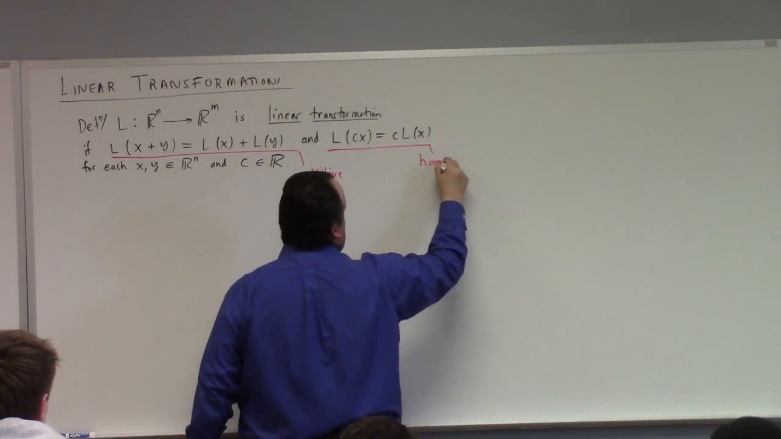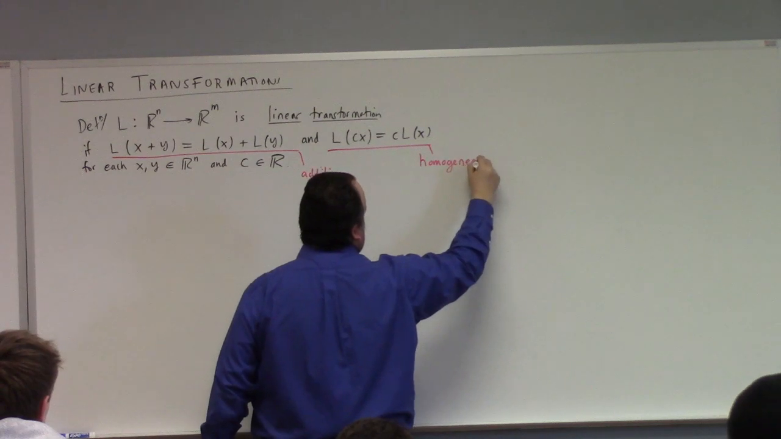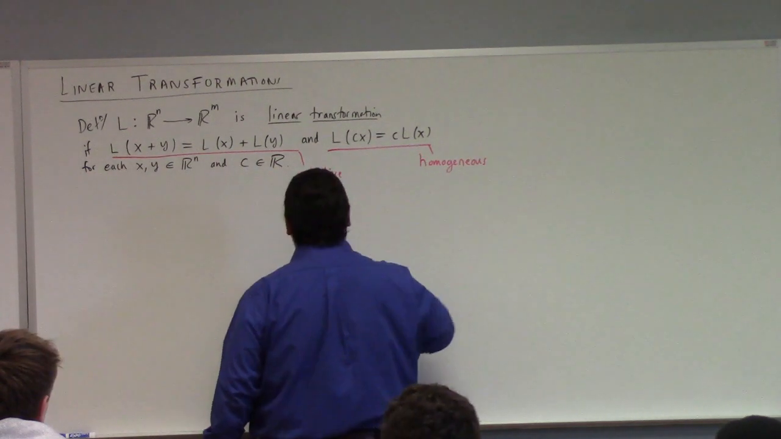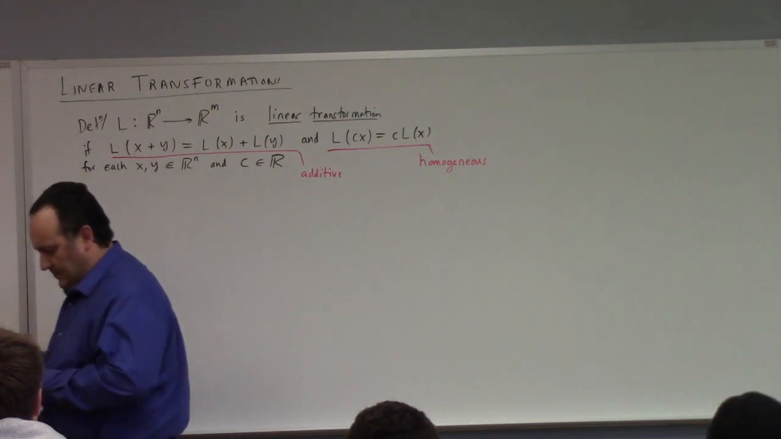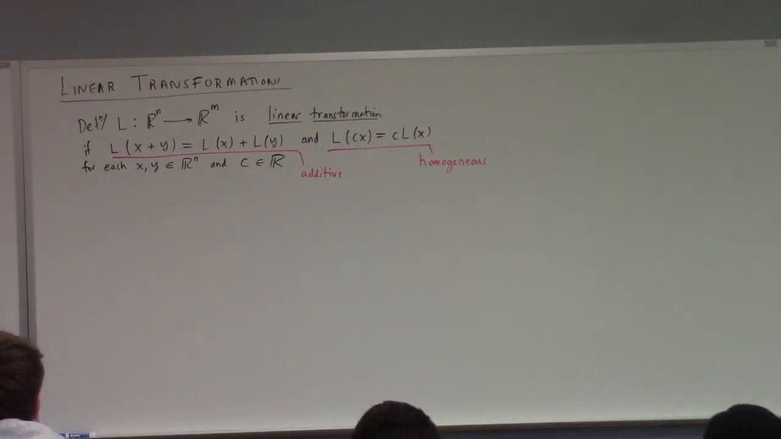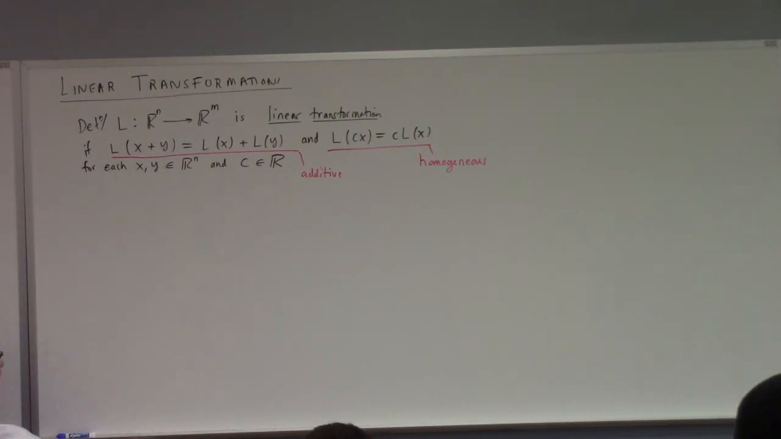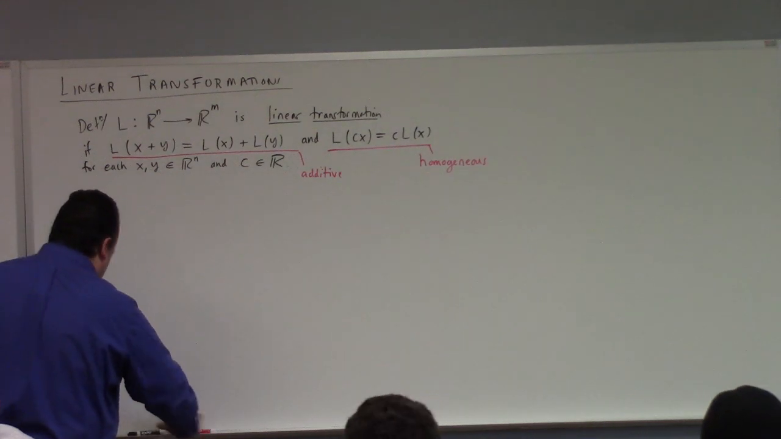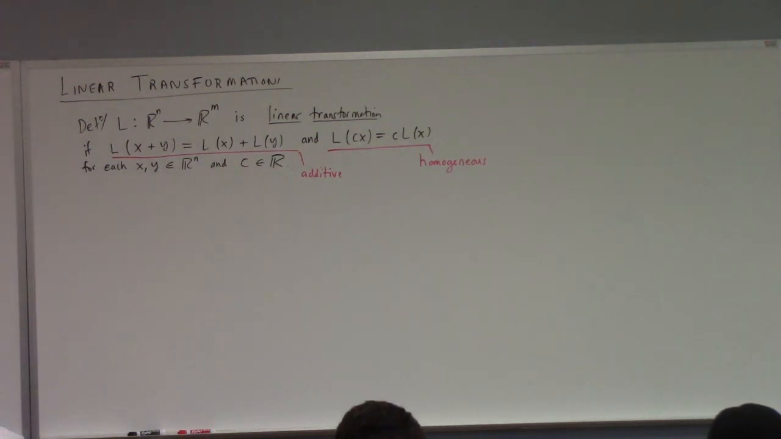So this is the additive property, and this is the homogeneous property. Although there doesn't seem to be widespread agreement on calling that the homogeneous property. There's at least some pushback on that from my brother. He doesn't like this term. But I've seen it in textbooks before, so it's not horrible.